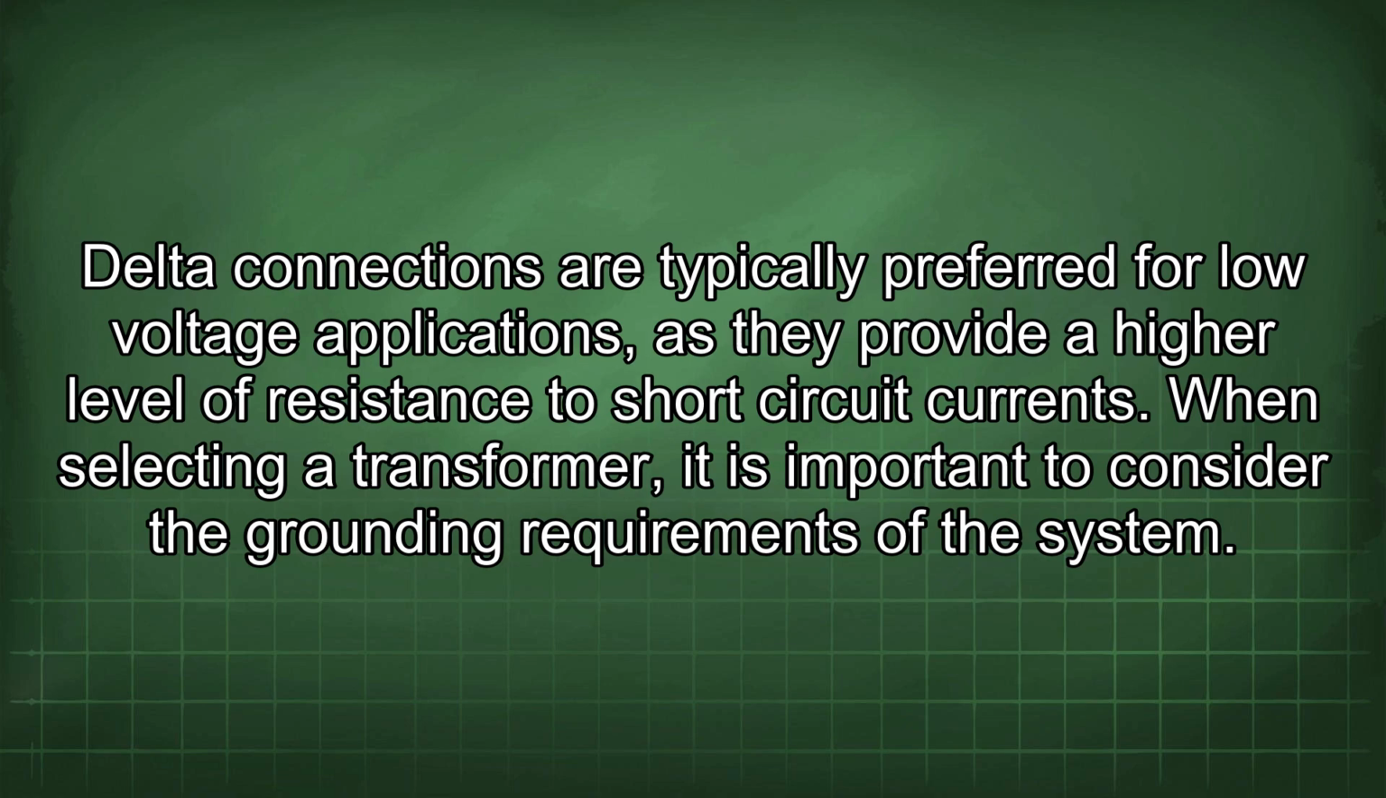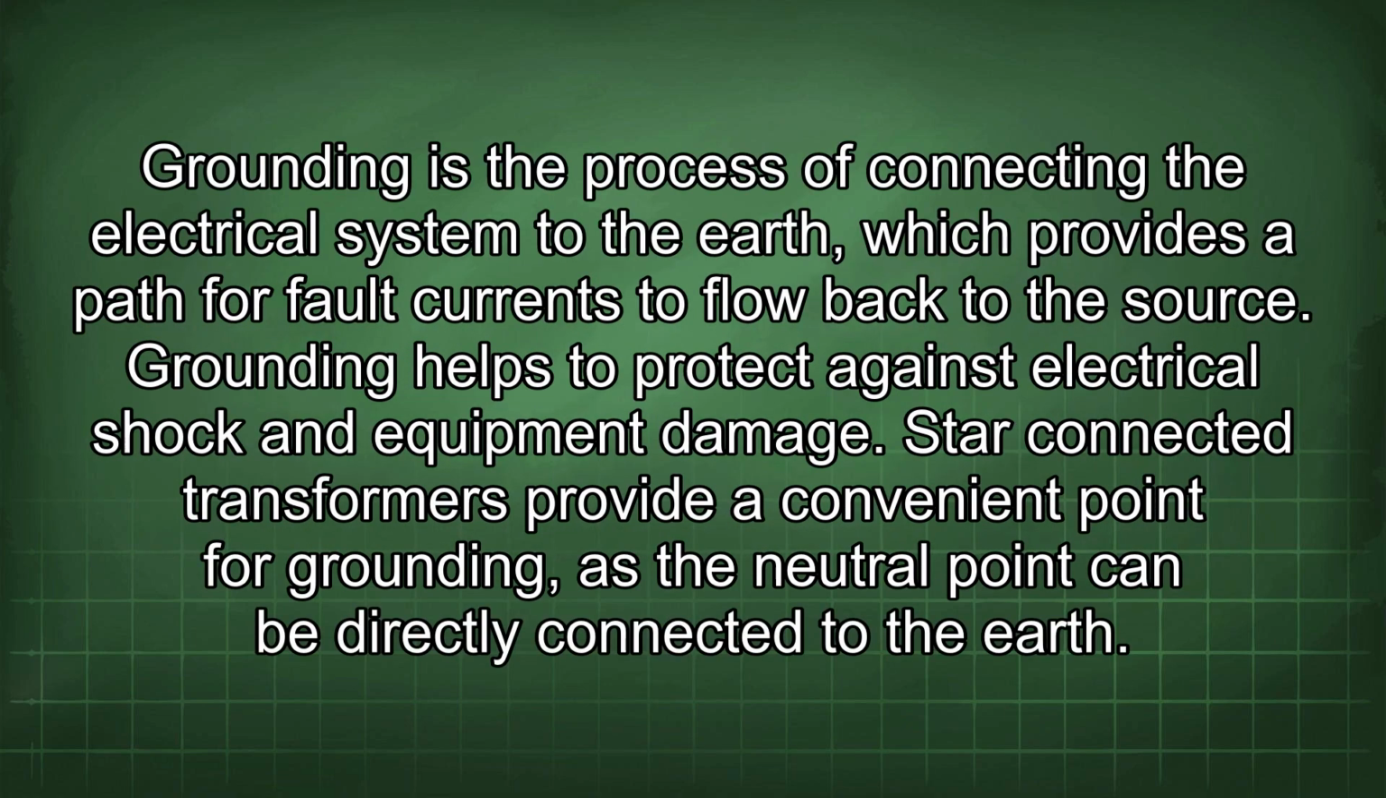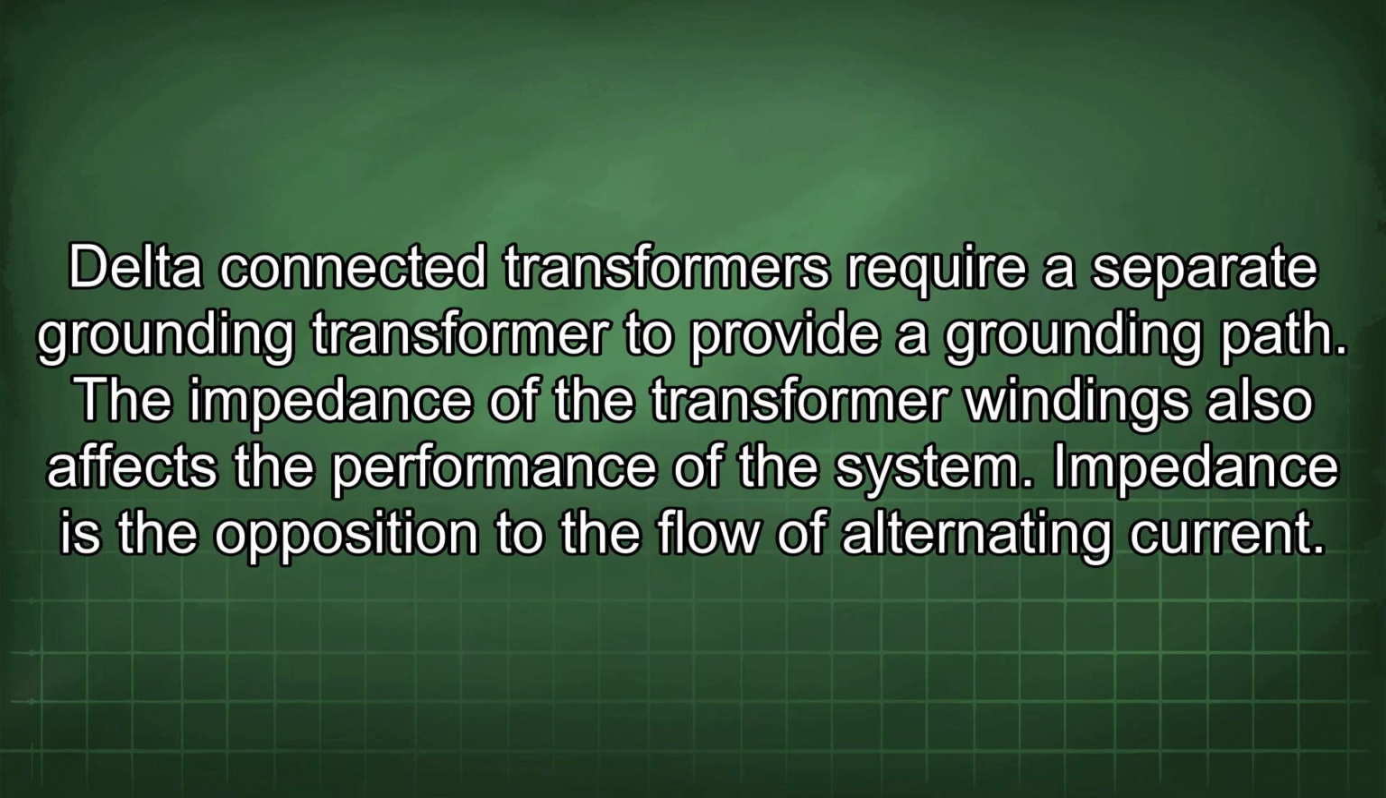When selecting a transformer, it is important to consider the grounding requirements of the system. Grounding is the process of connecting the electrical system to the earth, which provides a path for fault currents to flow back to the source. Grounding helps to protect against electrical shock and equipment damage. Star-connected transformers provide a convenient point for grounding, as the neutral point can be directly connected to the earth. Delta-connected transformers require a separate grounding transformer to provide a grounding path.